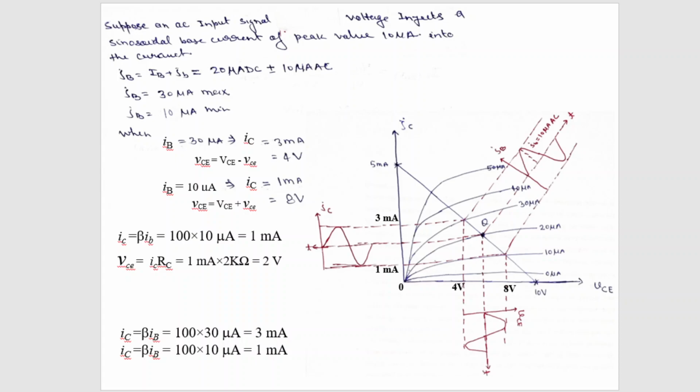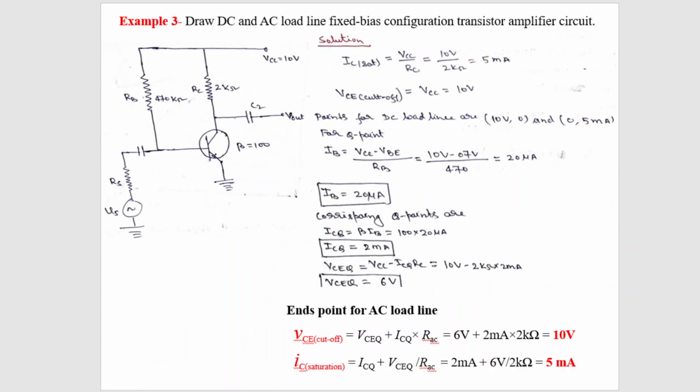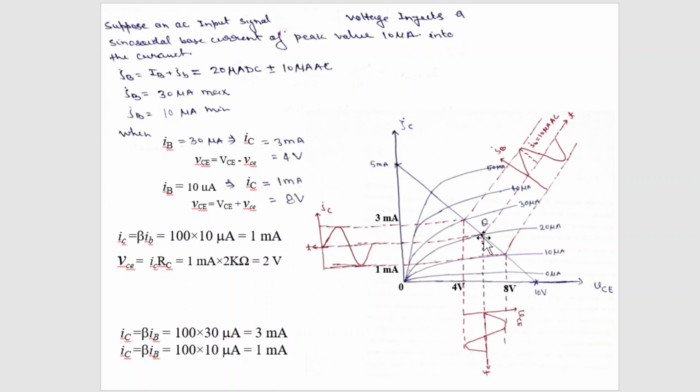The Q point, as I have discussed in the theory, is solely determined by the DC signal, DC current and DC voltage, that is 2 milliampere and 6 volt. So here 2 milliampere is the Q point, and 6 volt is the Q point. So this is the Q point.